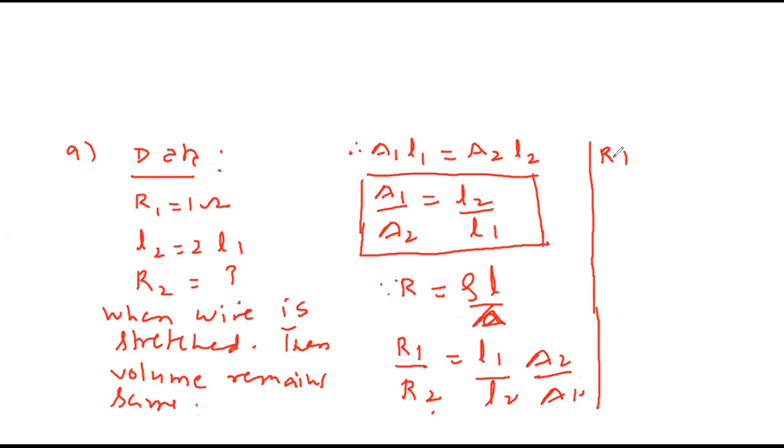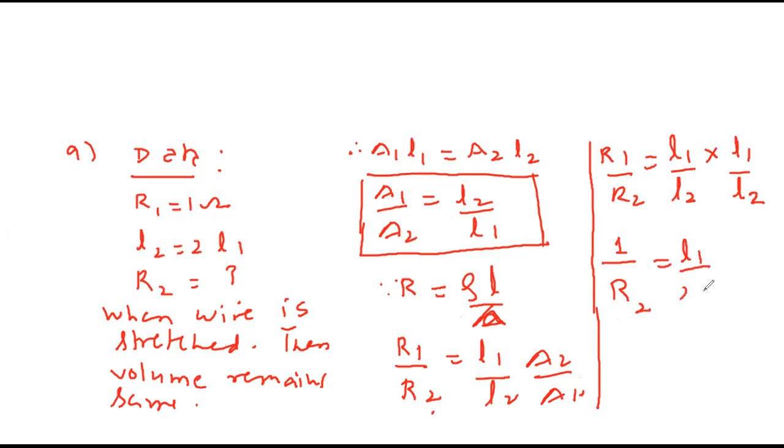So R1 upon R2 is L1 upon L2 into A2 upon A1, which is L1 upon L2. So R1 is 1 upon R2, L2 is 2L1. So L1, L1, L1, L1 cancel. We get R2 is 2 into 2, 4 ohm. So resistance of wire is 4 ohm. Clear?